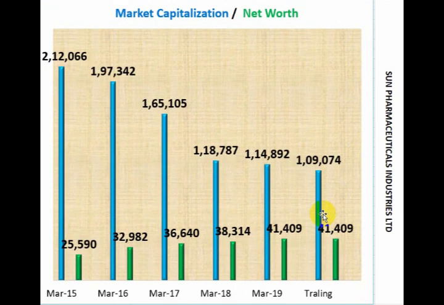Here individually we can look at the market cap to the net worth. We can see the market cap has been falling consistently from 2,12,000 crores. This was the value of the company in the market in March 15, and in the recent 12 months the value has fallen to 1,09,000 crores, whereas the net worth has been increasing. The market cap, or the price of the company in the market, has been falling consistently.